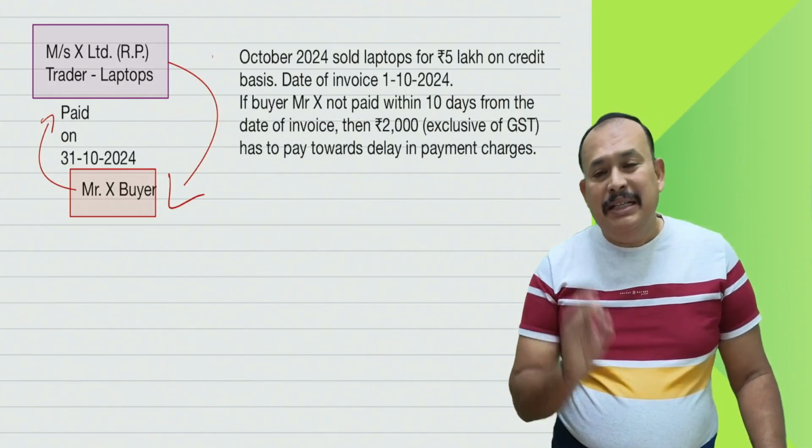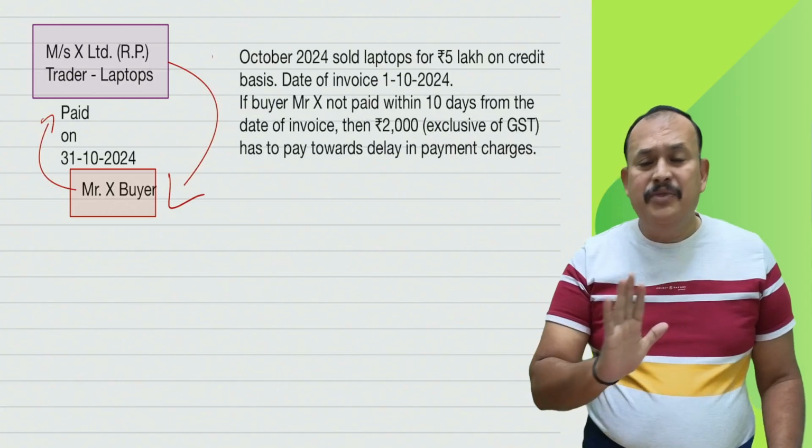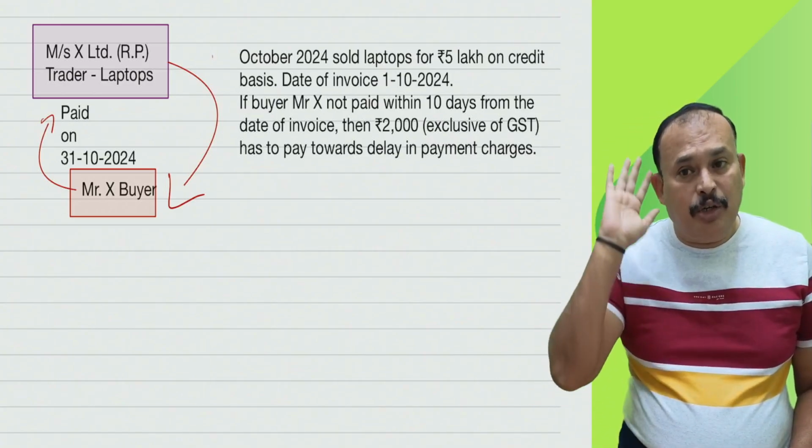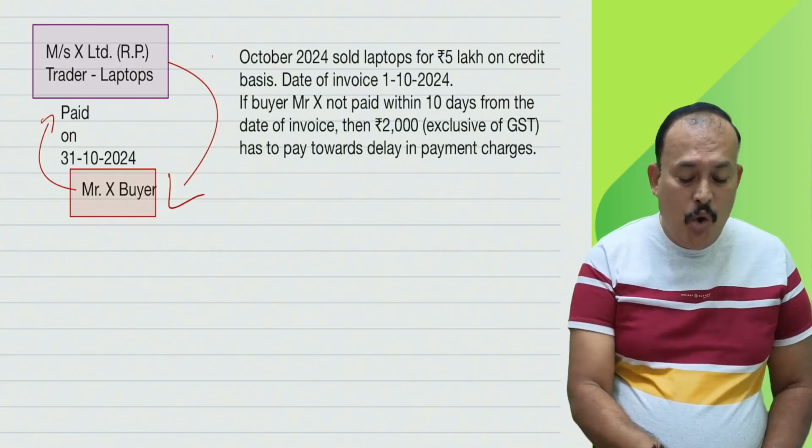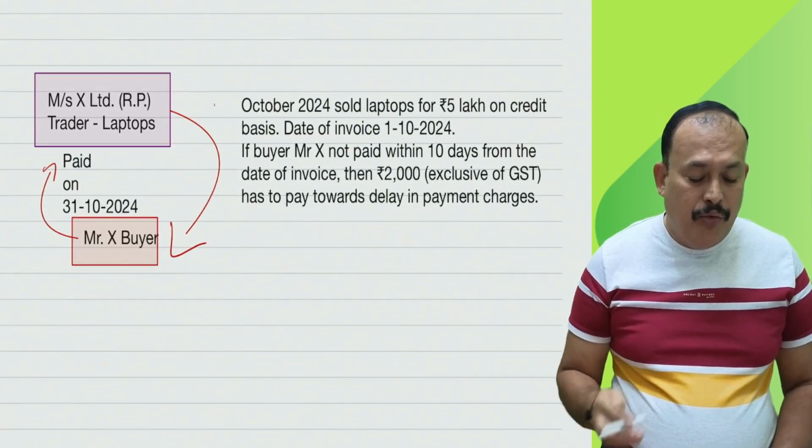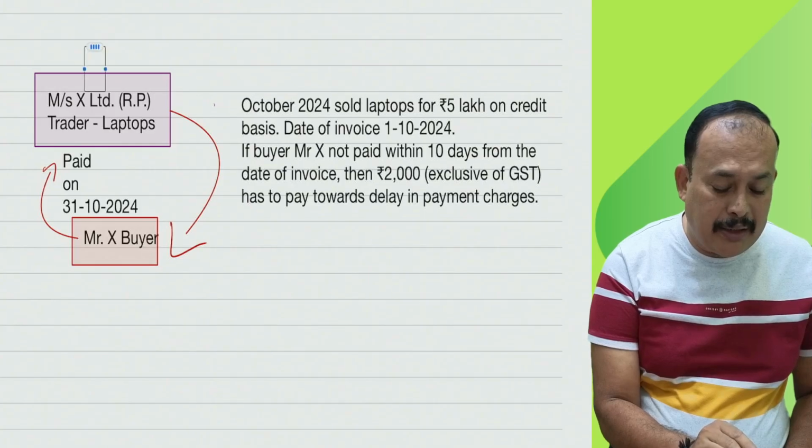That means what? Delay happened. Within 10 days from the date of invoice, not paid. They paid on 31st October. In that case, what is the value of supply for our supplier?